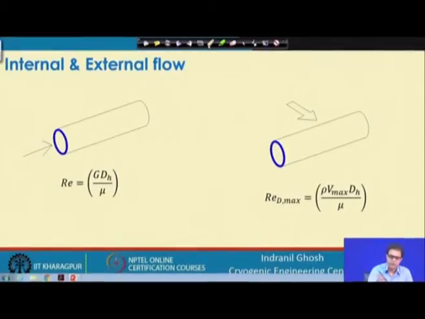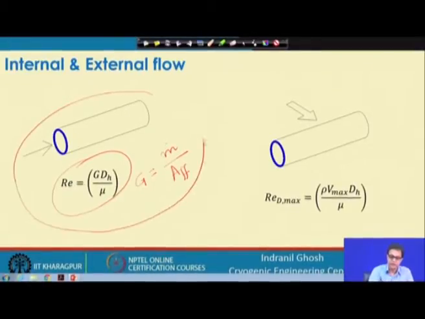If you remember, in case of internal flow, we have defined the Reynolds number by G d h by mu, where d h is the hydraulic diameter and G was the mass velocity given by the mass flow rate per unit free flow area, and that is how the Reynolds number was defined for the flow taking place inside the tube, or we call it internal flow.